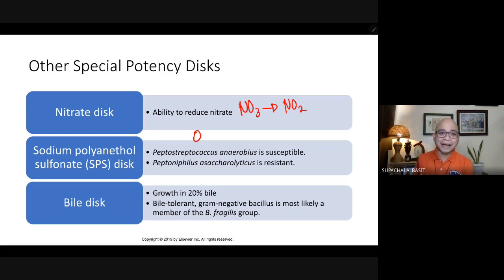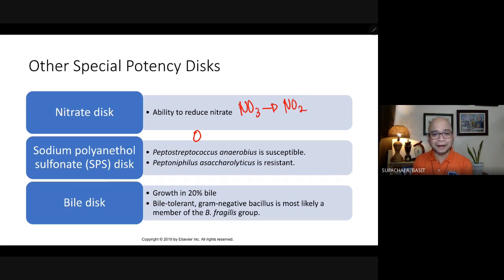And lastly, among our special potency discs, we have the bile disc. So bile disc will assess the ability of the organisms to tolerate bile by growing at 20% bile, because not all organisms will have the ability to grow in the presence of bile, because bile is somewhat inhibitory. So it means that the organisms are bile tolerant if they are resistant, or if there is no zone of inhibition.